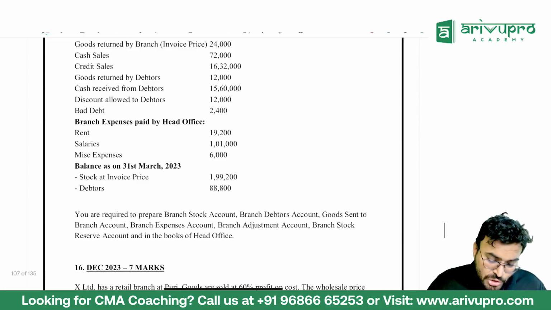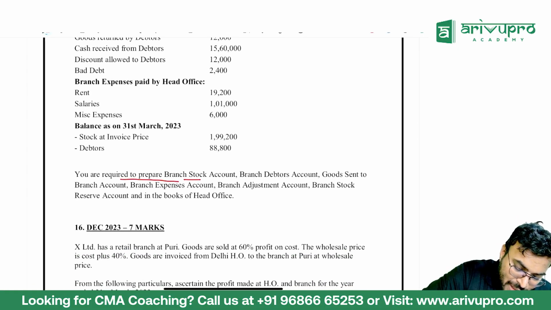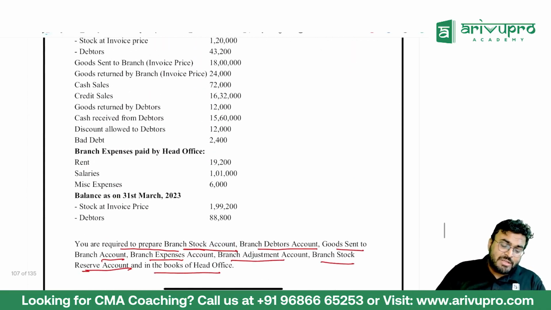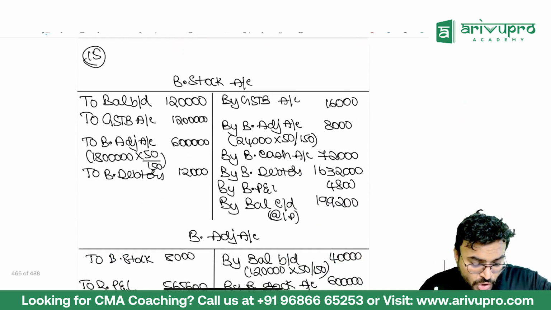Next we go into June 2024, 7-mark question. Always go to the end of the question to find out what they are asking. In this question they have asked, you are required to prepare branch stock account, branch debtors account, goods sent to branch account, branch expenses account, branch adjustment account, branch stock reserve account in the books of head office. Only that much they have asked. Question number 15.